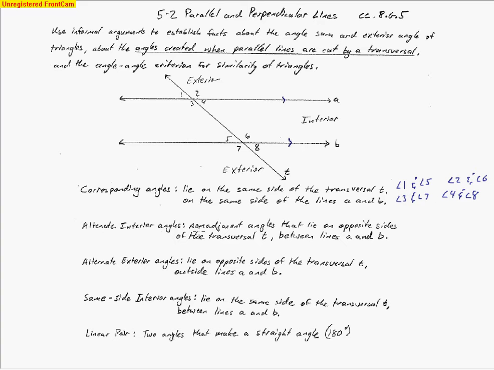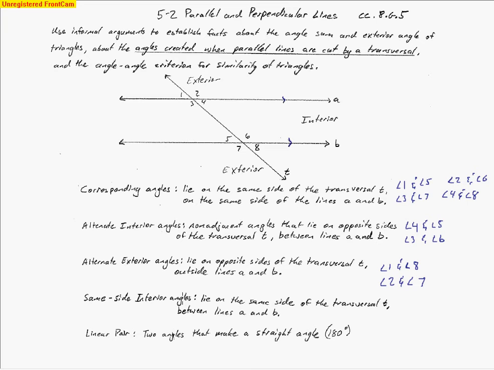Alternate interior angles are non-adjacent angles that are on opposite sides of the transversal. For instance, 4 and 5 are alternate interior angles. 3 and 6 are also alternate interior angles. Alternate exterior angles are the same sort of thing except on the outside of the two parallel lines, so above A and below B. So 1 and 8 are alternate exterior angles. And I also have angle 2 and angle 7.